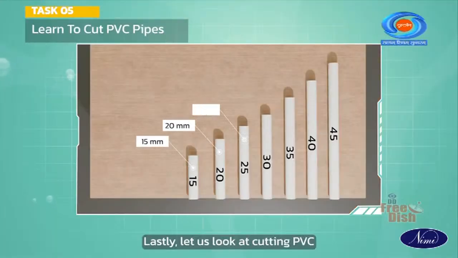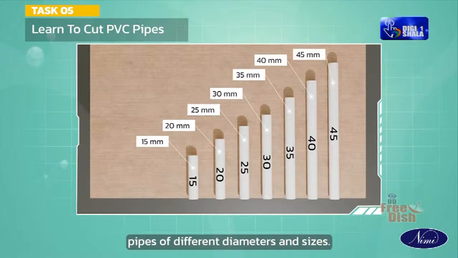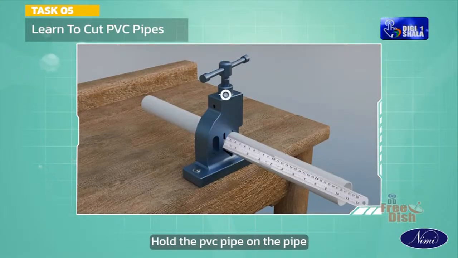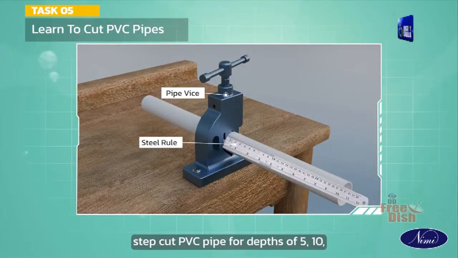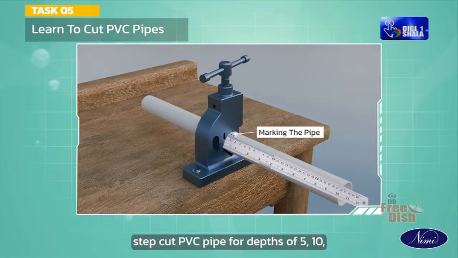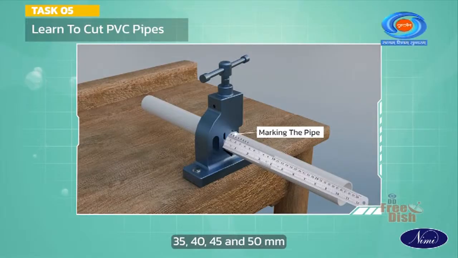Lastly, let us look at cutting PVC pipes of different diameters and sizes. Hold the PVC pipe on the pipe vise firmly and mark the required lengths as per the drawing. Step cut PVC pipe for depths of 5, 10, 15, 20, 25, 30, 35, 40, 45 and 50 mm.